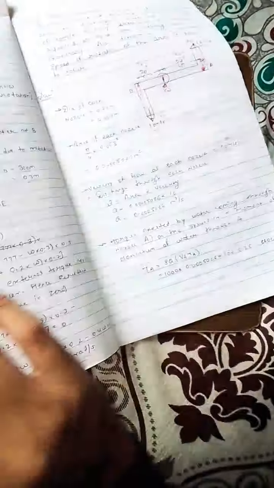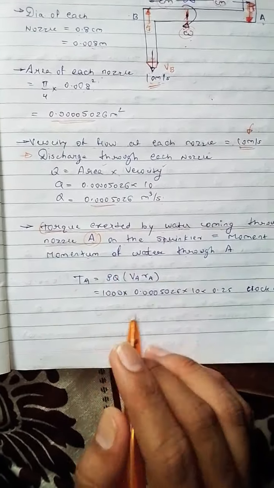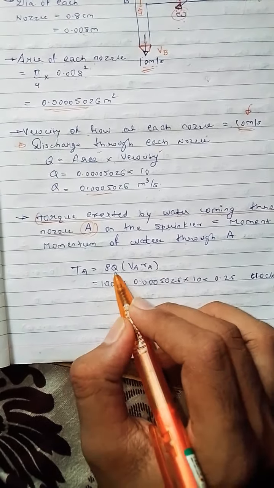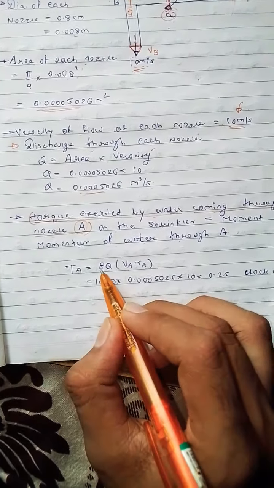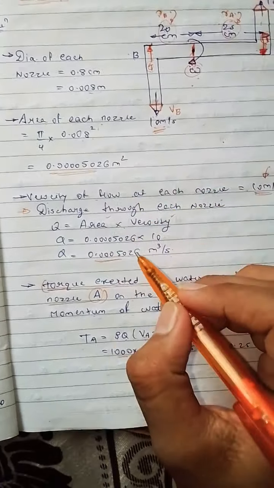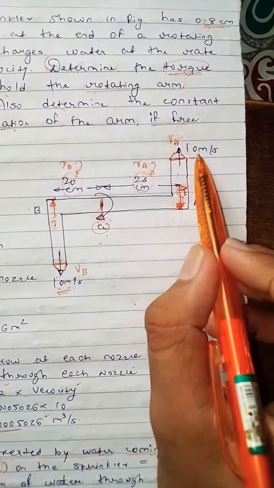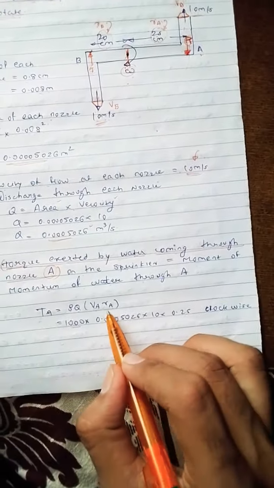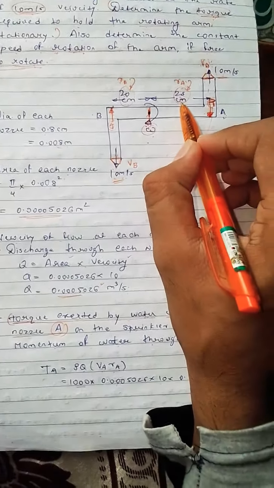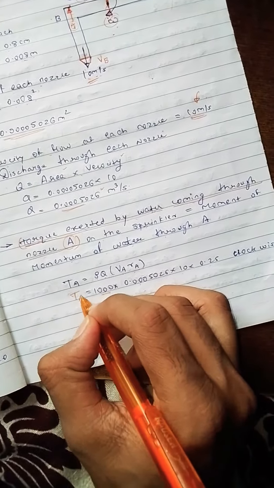So similarly, here we are dealing with point A, correct? So we will be doing it as VA RA. So rho Q VA RA. Rho equals 1000 into Q, which we have calculated here, into VA. VA is 10 meter per second into RA. RA is 25 centimeter, so it is 0.25 meter. Correct. So this is the value of TA.